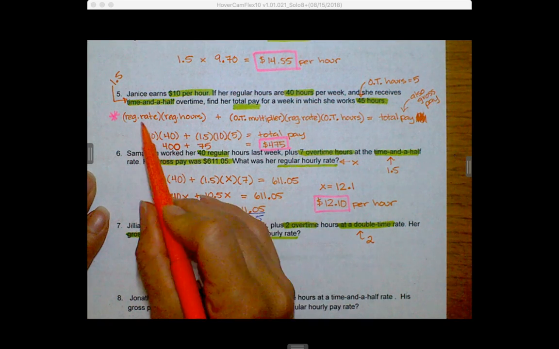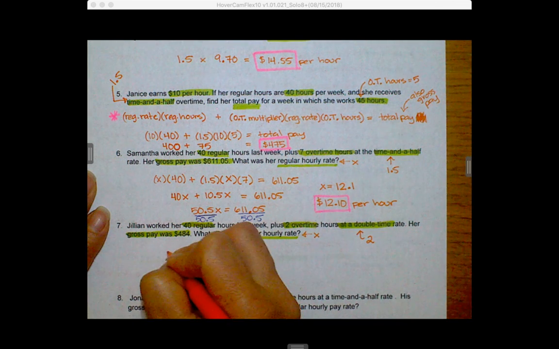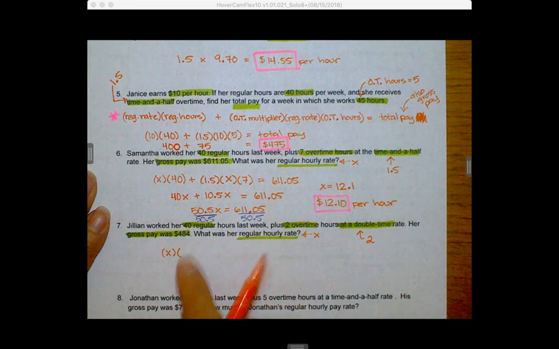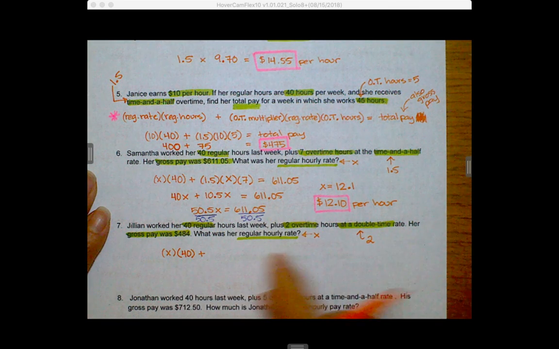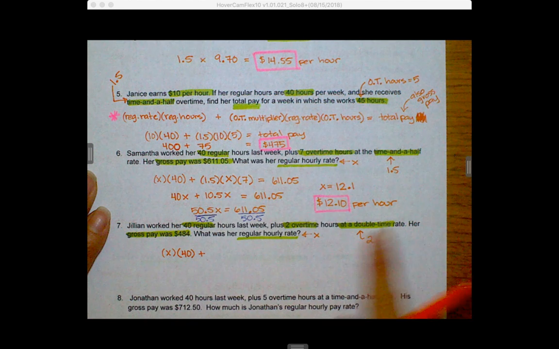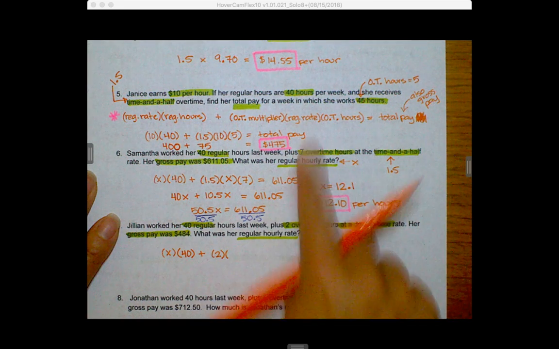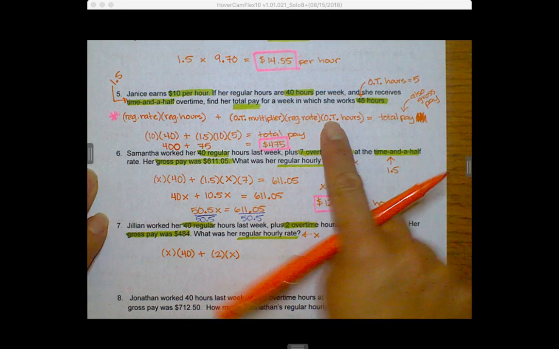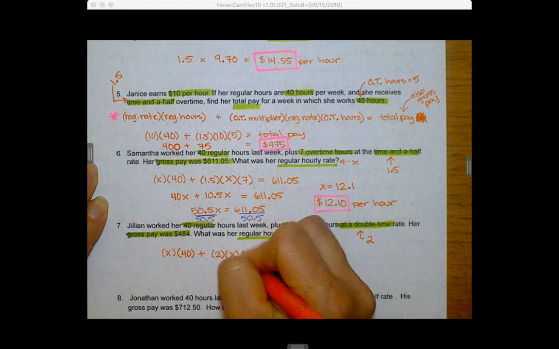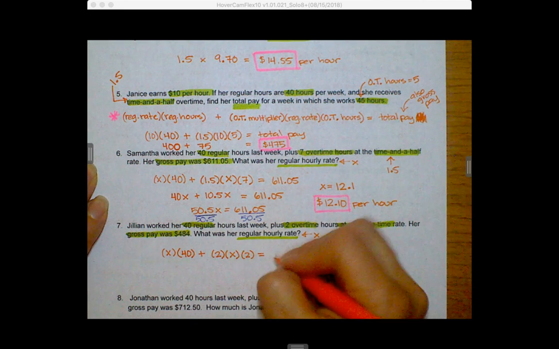So let's plug into the formula everything we know. We do not know the regular hourly rate. We're trying to find it. So this is going to be x. Okay, so we have x times the regular hours is 40 plus, okay, our overtime multiplier here is 2 instead of 1.5 times our regular rate is x. We don't know it. Our overtime hours, 2 overtime hours, equals our gross pay or our total pay. We know that is $484.